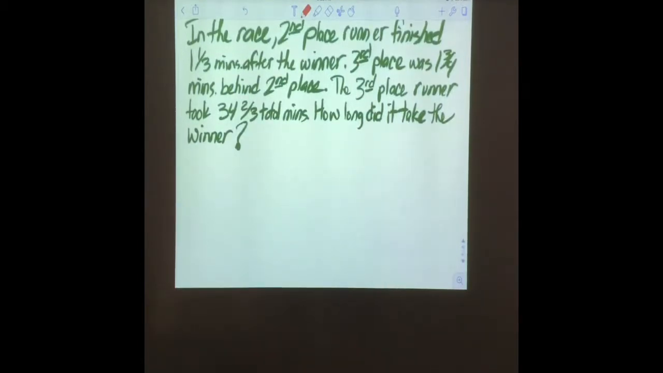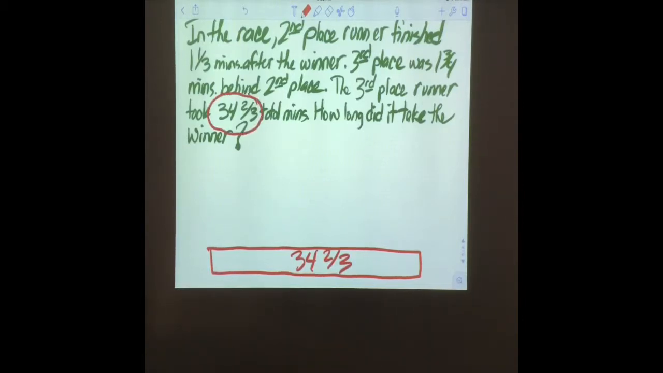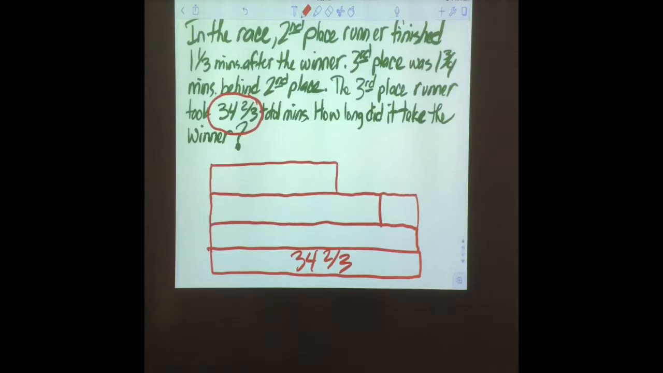I suggest using a stacked tape diagram. What do I mean by that? What's our total? 34 2/3. I'm going to take this number right here and put it down on the bottom below the third place guy, right? So I'm going to make this one third place. I'm going to make this one second place. I'm going to make this guy first place.